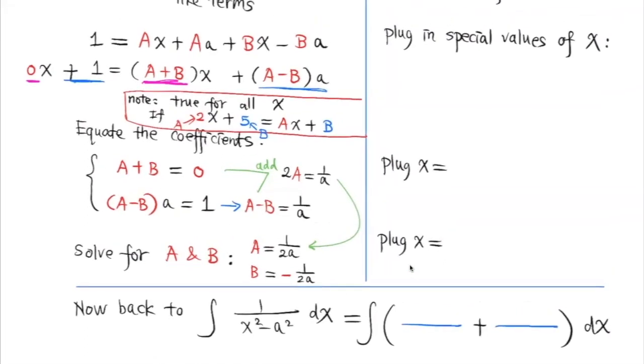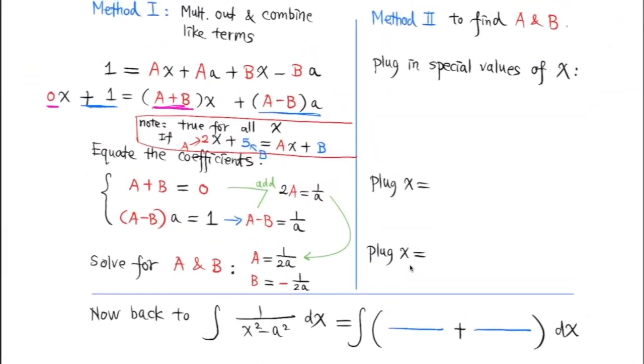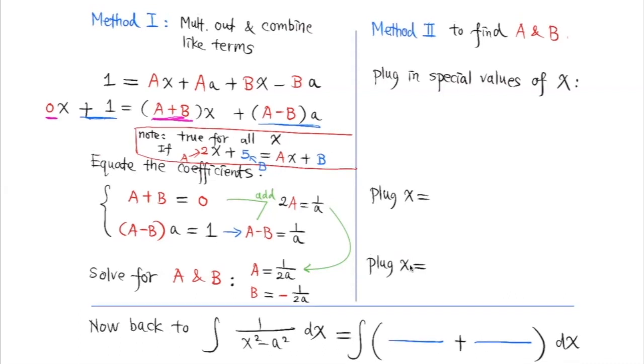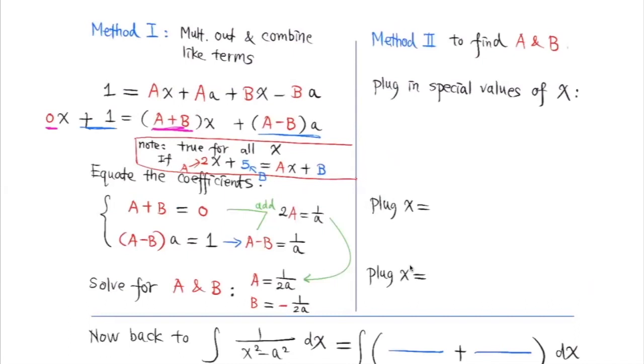You probably don't like it. Now I'm going to give you another method, okay? So the second method to find a and b is we plug in special values of x. What do I mean by special values of x? Okay, so let's think about the LCD. In this case, the LCD was x minus a times x plus a.